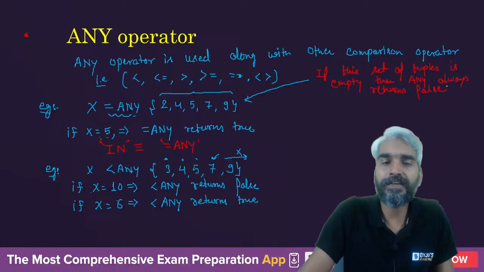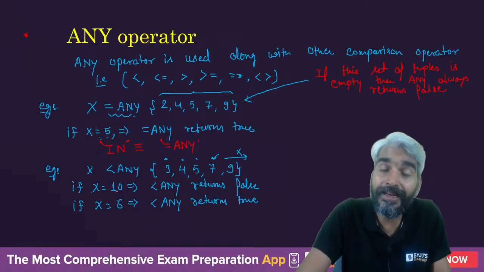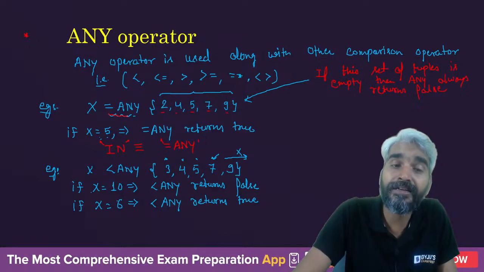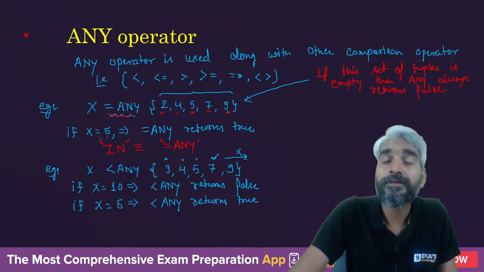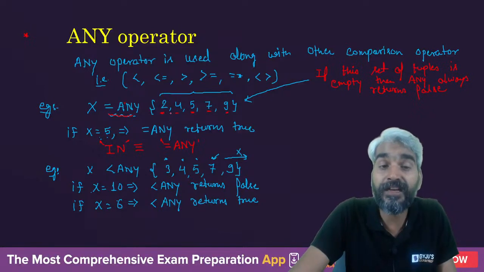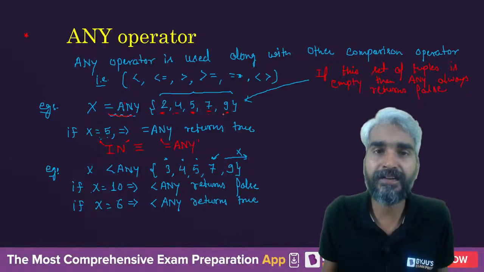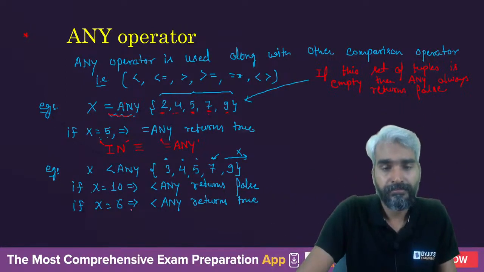So if this set of tuples is empty, then any will always return false, because for any to return true, at least one of the elements of this set should satisfy the comparison condition. If there is no element in this set, then there is no one to satisfy the comparison condition, and in that case any will return false. Clear? So this is the idea.